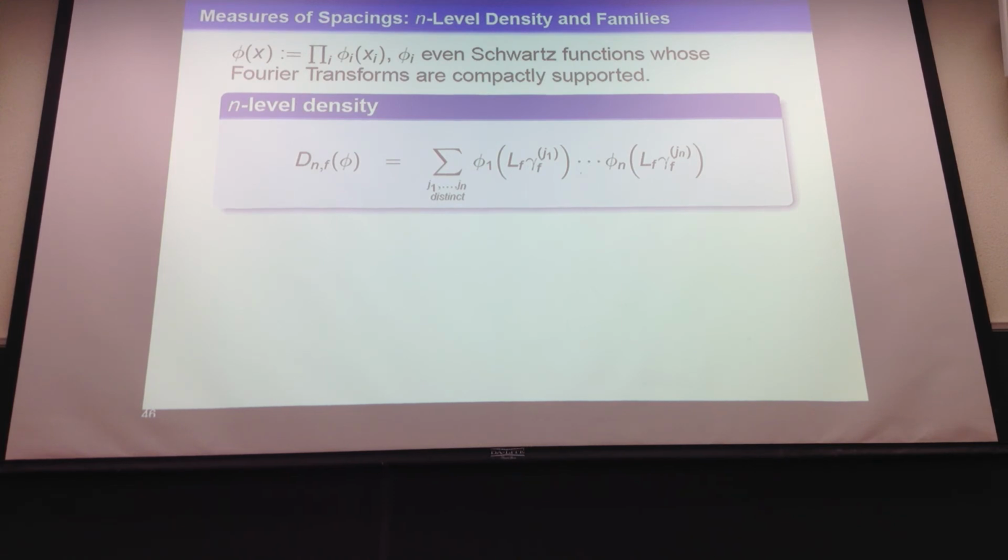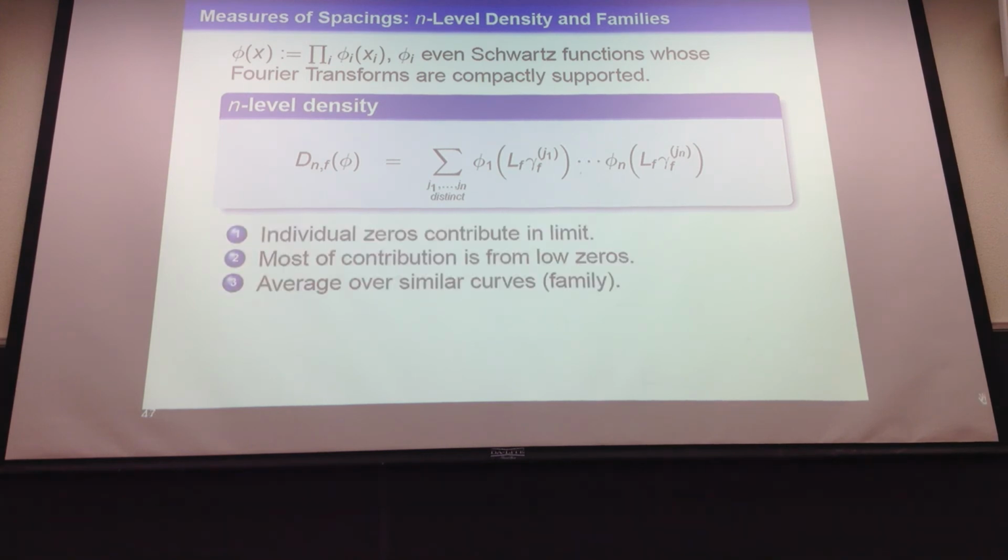If you're 5 standard deviations away for the Gaussian, for the standard normal, the probability is insignificant. If you're 12 standard deviations, your probability textbooks don't even list the probability anymore. It's that small. And so here, only the zeros that are really close to the central point matter and contribute. And so individual zeros now contribute in the limit. Most of the contribution is from the low zeros, the zeros near the central point.